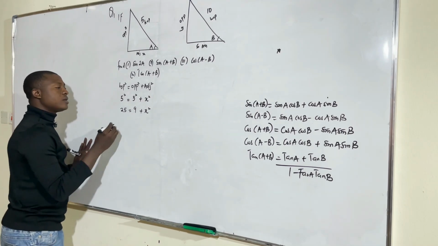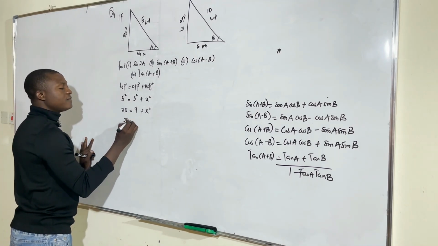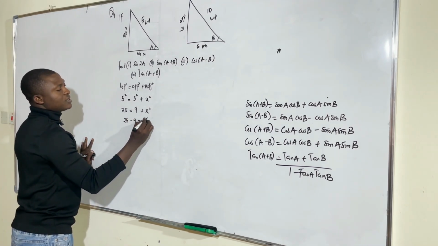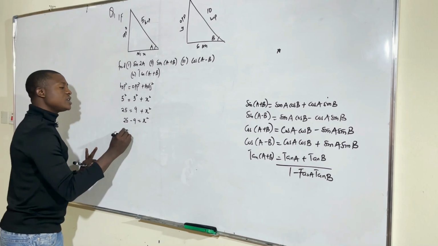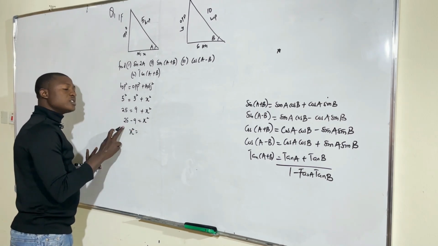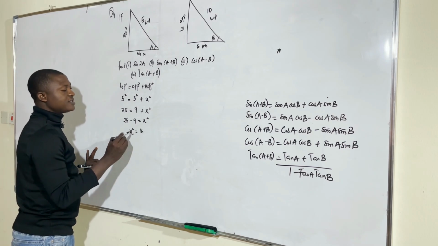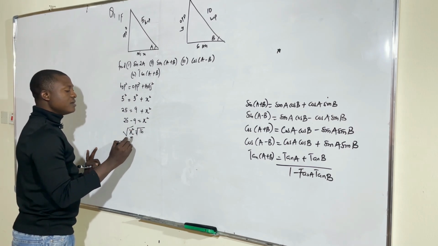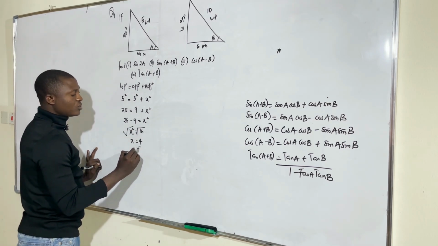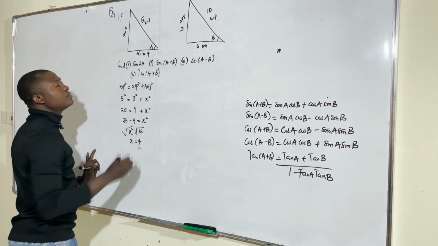So if I collect like terms, we have 25 minus 9 equal to x squared. So here I can have x squared to be 25 minus 9. What are we going to have? We are going to have 16. So if I take the square root of both sides, x is equal to 4. That's for the first shape.